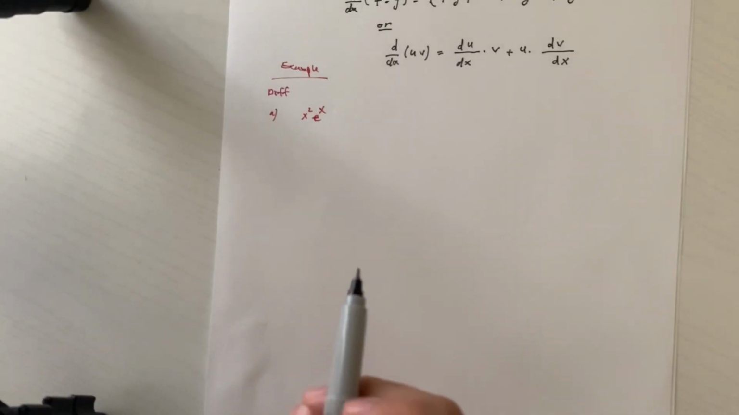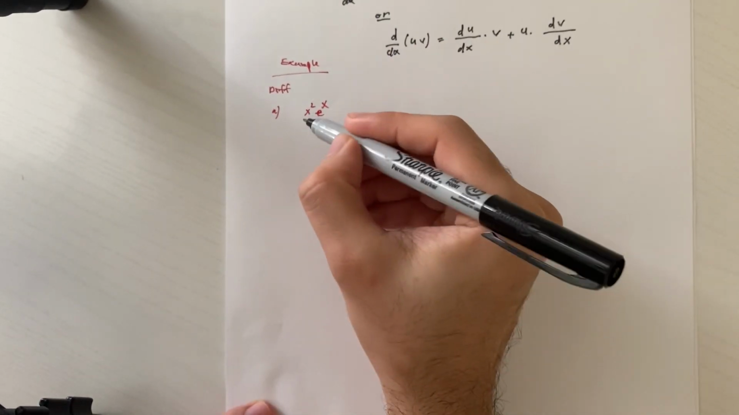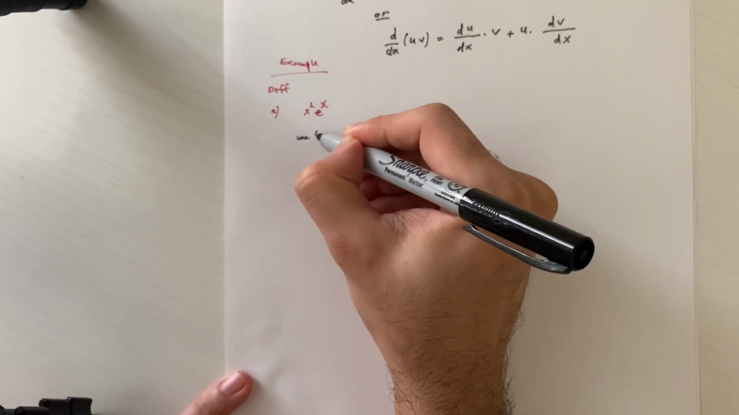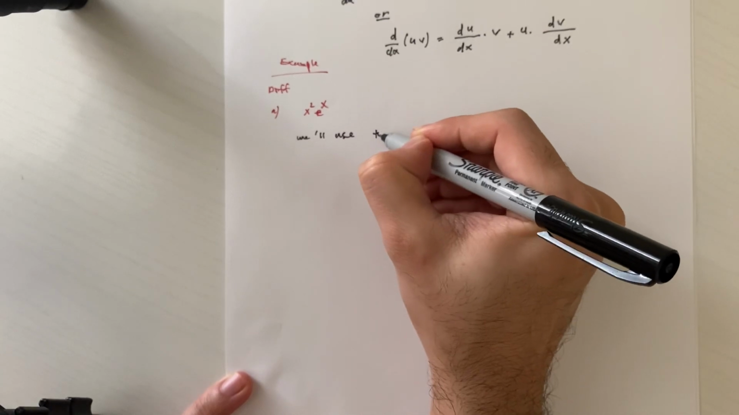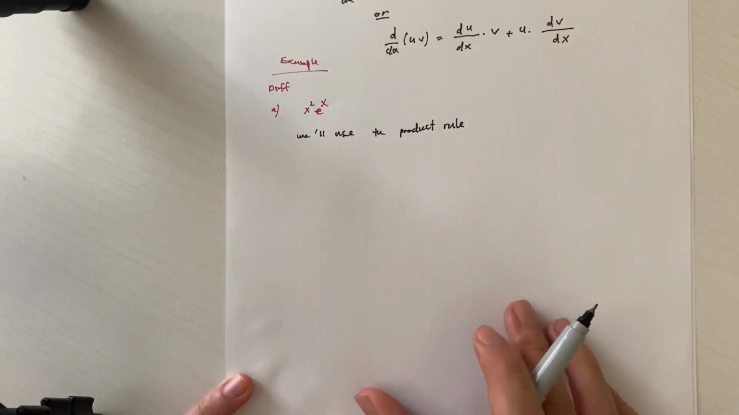So here we have an example, x squared multiplied by e^x. So we have two functions multiplied to each other. So we know that since we have a product of two functions, we will use the product rule.